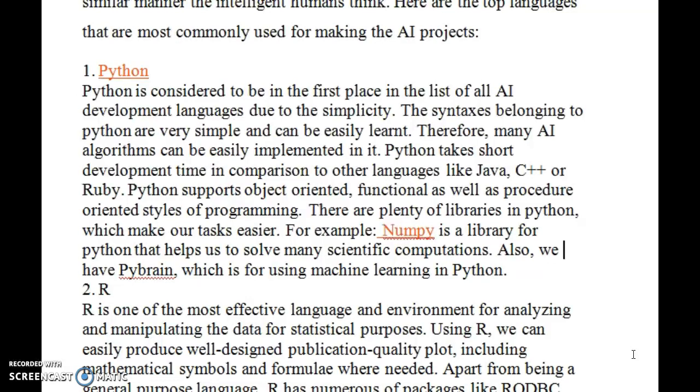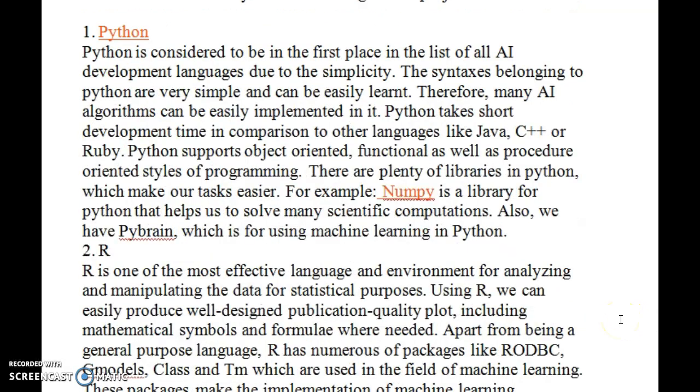There are plenty of libraries in Python which make our task easier. For example, NumPy is a library for Python that helps us to solve many scientific computations. Also, we have PyBrain, which is for using machine learning in Python. Okay, nice. Now comes R.